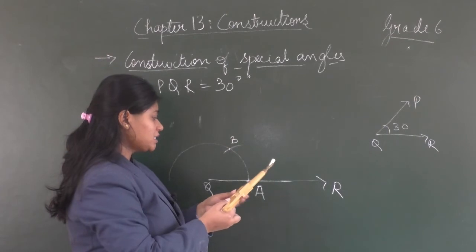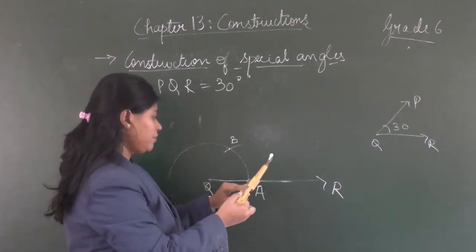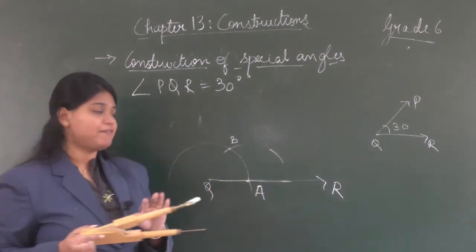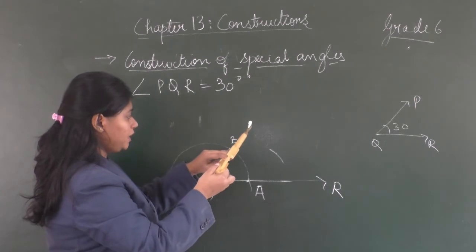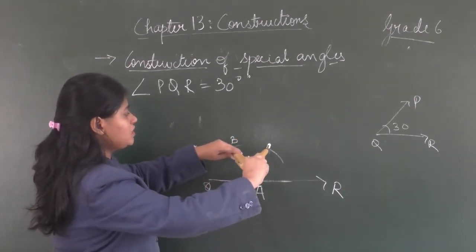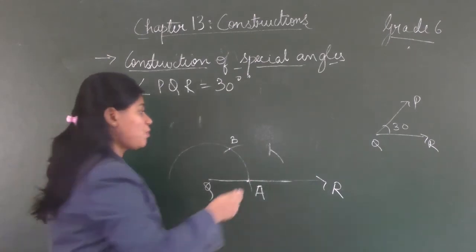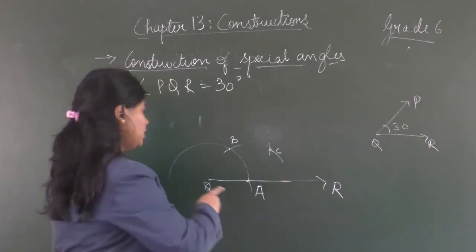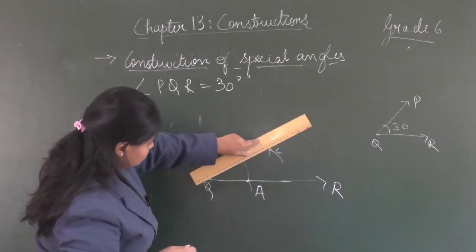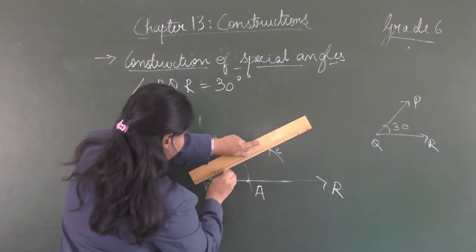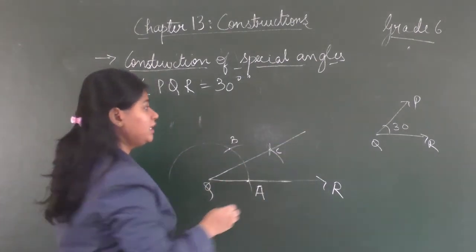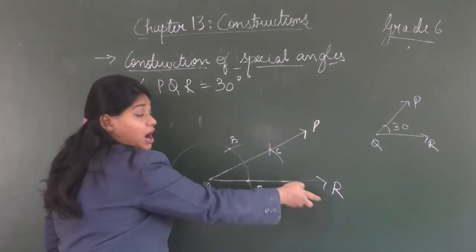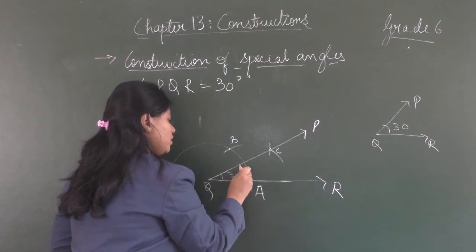So now I will place the compass needle on point A and I will draw one arc. Now with the same measurement I will place the needle on B and cut the previously drawn arc. So let's name this point as C. Now I will join C with Q using the ruler. And I have extended it and let's name this as P. So I have got angle PQR equals to 30 degree.